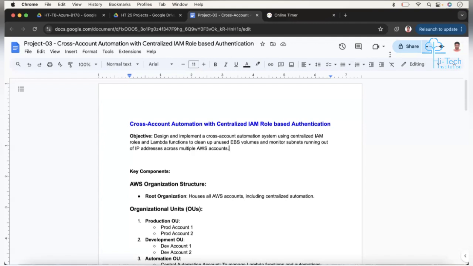Any doubt with respect to today's project? I mean, project 3. Today we are going to discuss cross-account automation with centralized IAM role-based authentication. So IAM role-based authentication is the key for today's project. Any doubts about this particular project? Anytime, unmute and feel free to ask your questions. Okay, I think we are good to move.